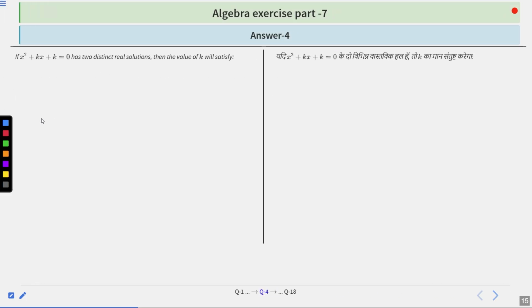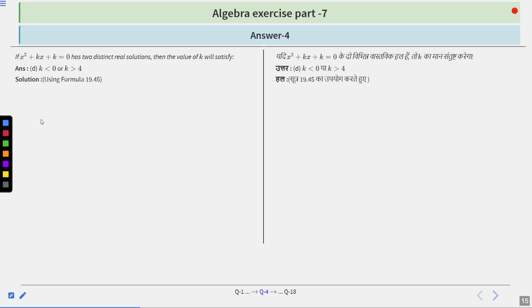So we were given an equation, x² + kx + k = 0, and it was said that it has two distinct real solutions. So we have to find the value of k. The answer to this question is option number D, k is less than 0 or k is greater than 4. Now let's have a look at the solution of this question.